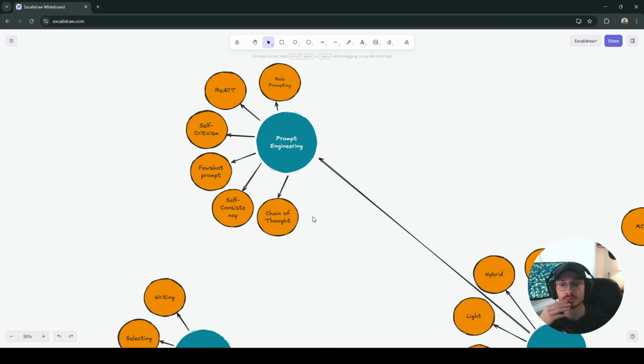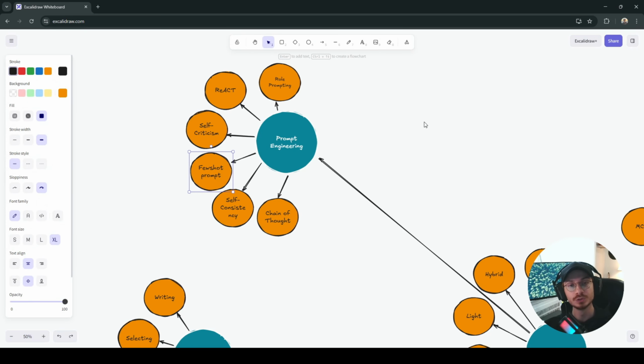For example, role prompting. Probably many of you used it, or at least you saw that you explain to the model that you are an expert designer and you have experience in this domain. This is role prompting. You are giving some role to the LLM, so the LLM gives you the response based on that role.